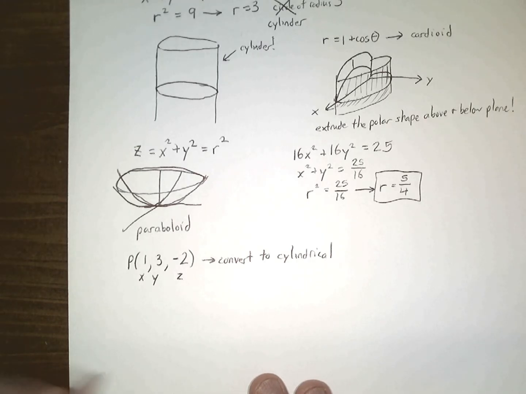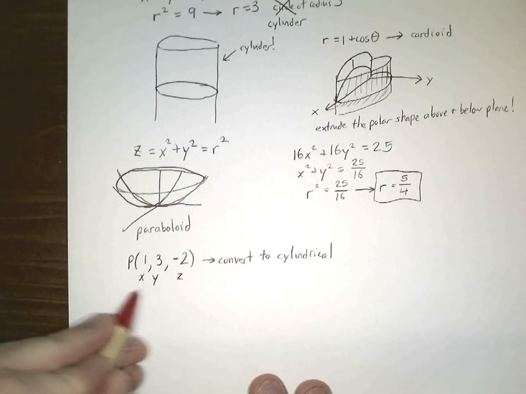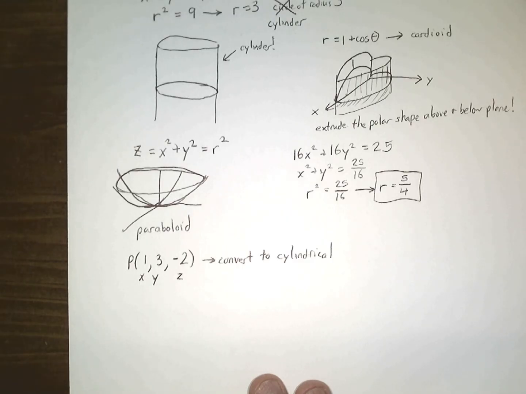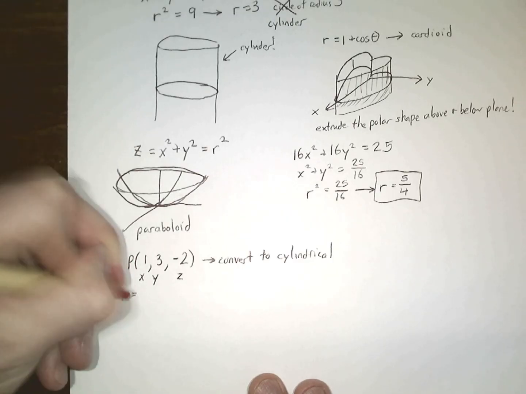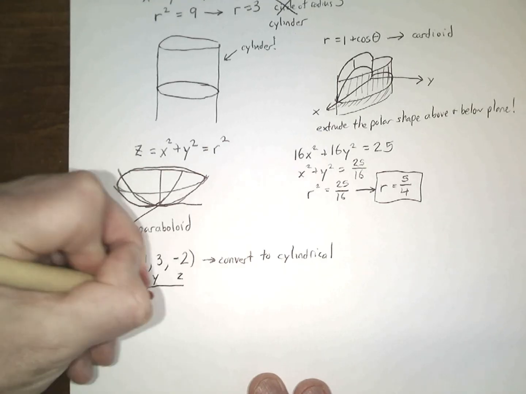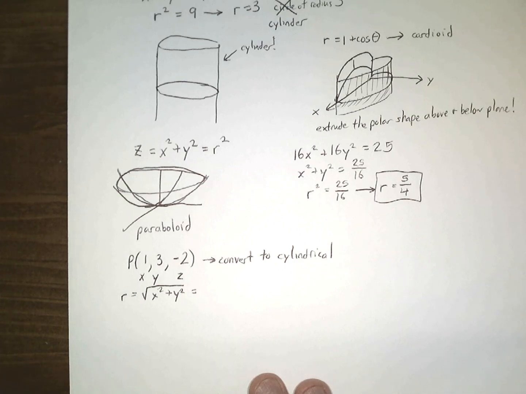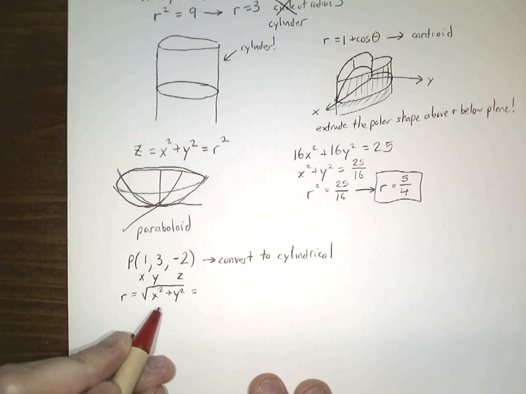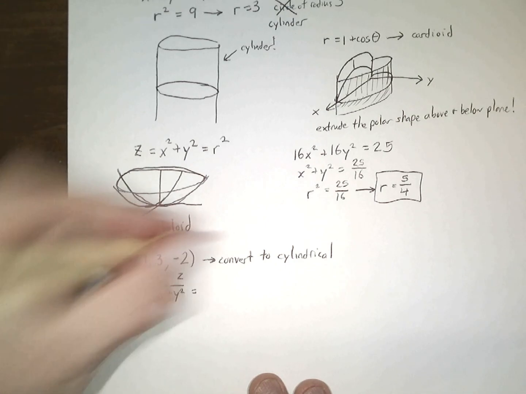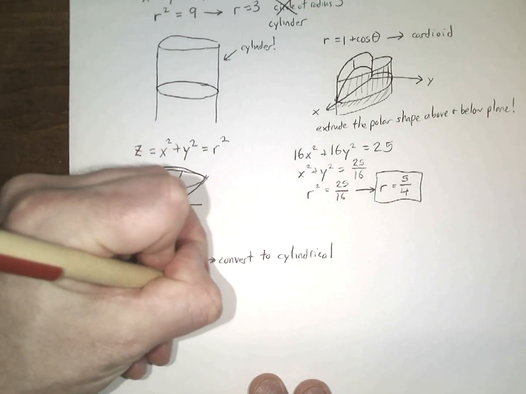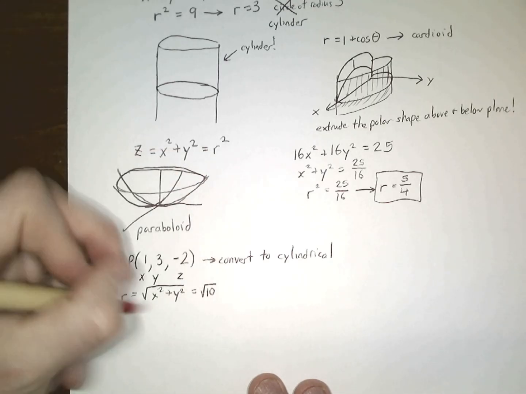So let's do r first. We have x and y. These are the legs of a right triangle with r as the hypotenuse. So r is going to be the square root of x squared plus y squared. Our numbers here are 1 and 3, so we get 1 plus 3 squared, which is 9. So the whole thing is a radius of root 10.